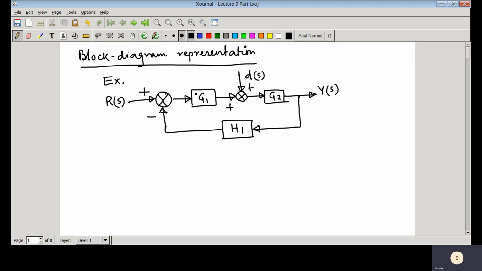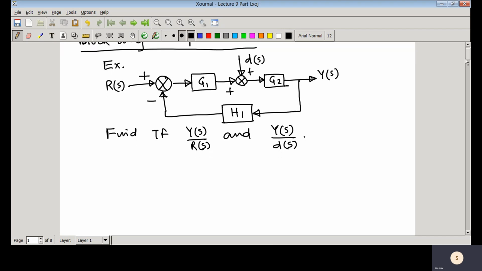So now your objective is to find the transfer function YS by RS and YS by DS. So in this particular case, instead of deriving all the algebraic relationships, we will just write the transfer function, just looking at the forward path transfer function and that feedback path transfer function. So let us see first.